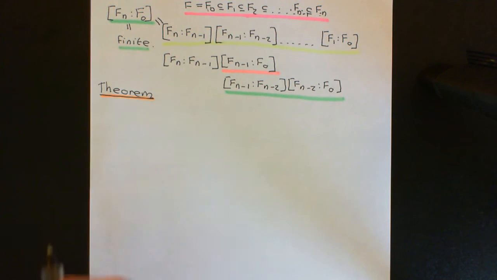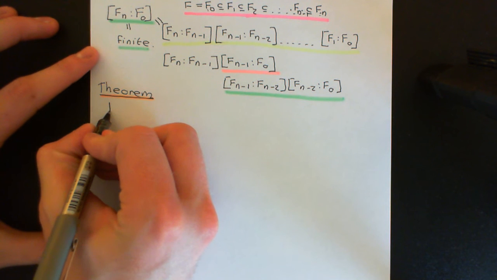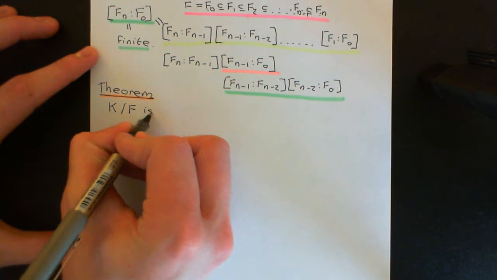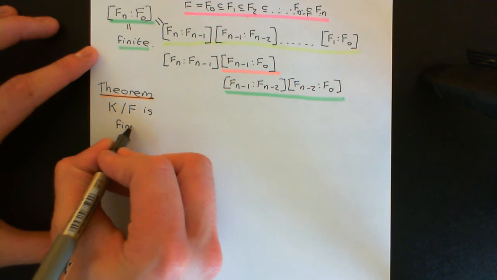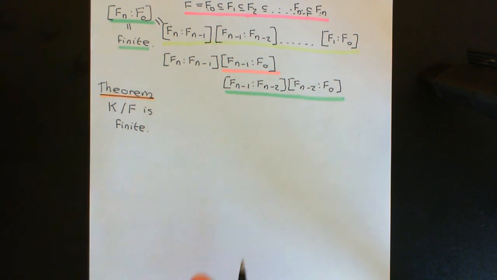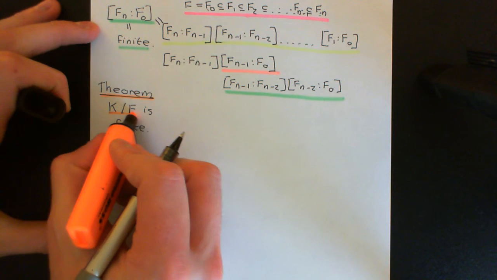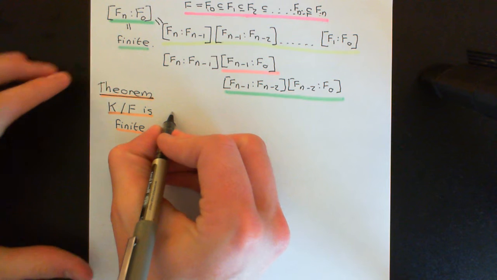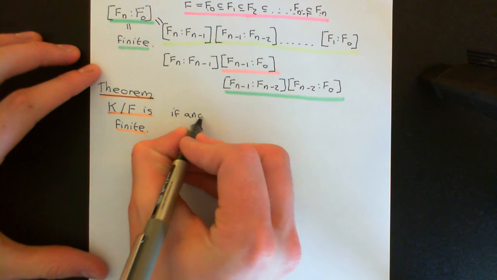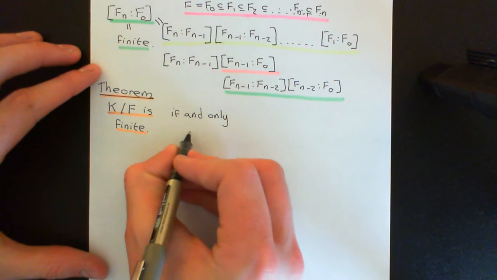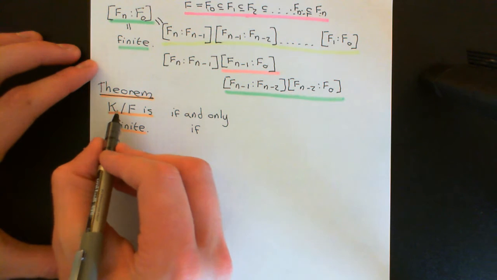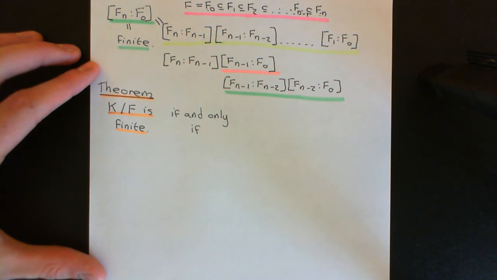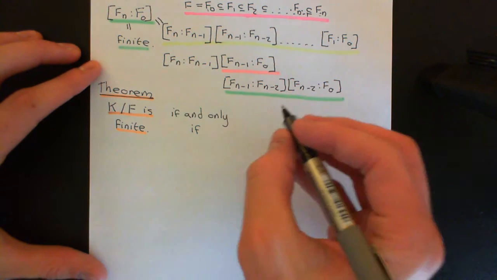This is the theorem then, that K, which is a field extension of F, is going to be a finite field extension, which means that the degree of K over F is just finite, rather than it being infinite. So the degree of K over F is finite if and only if K is a finitely generated field extension of F, where the finite number of generators are all algebraic over F.